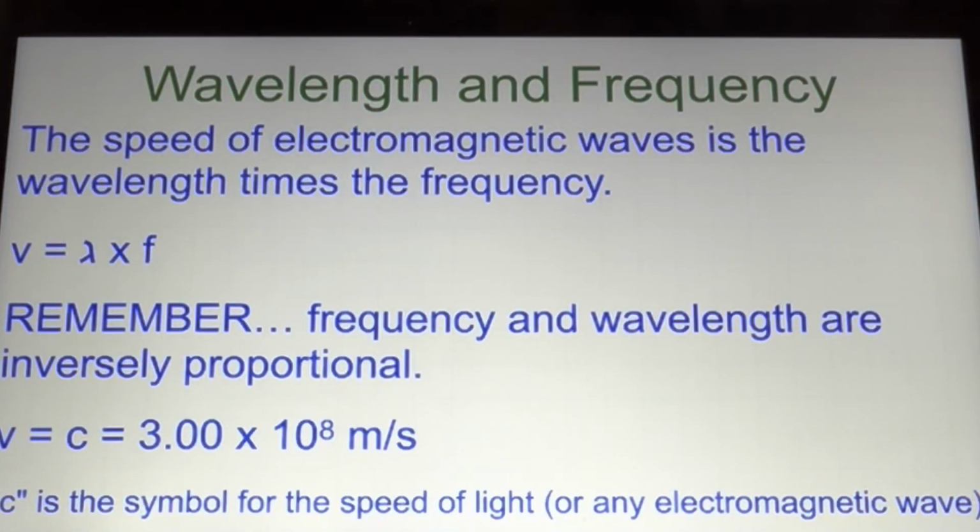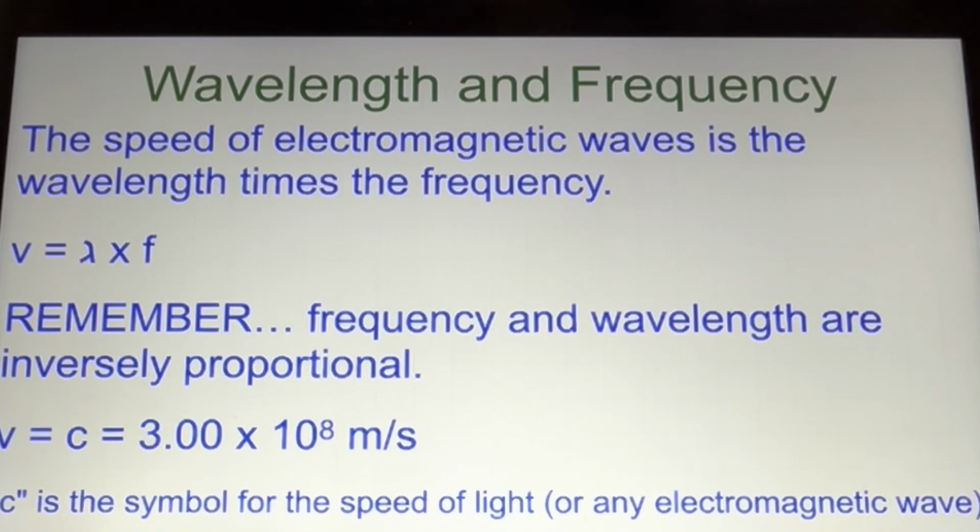Wavelength and frequency. All electromagnetic waves traveling in a vacuum travel at the same speed, the speed of light. But this doesn't mean that all electromagnetic waves are the same. The wavelength and frequency of different electromagnetic waves vary, even though their speed is the same. So they will have the same speed, they will have different wavelengths, and they will have different frequencies.